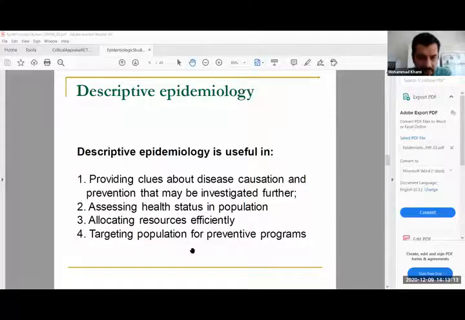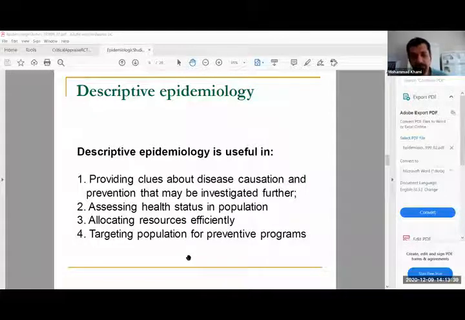These descriptive studies are also useful in allocating resources efficiently, because we all know that resources are scarce and we should be able to allocate resources as efficiently as possible. So this descriptive epidemiology is useful also in allocating resources efficiently.